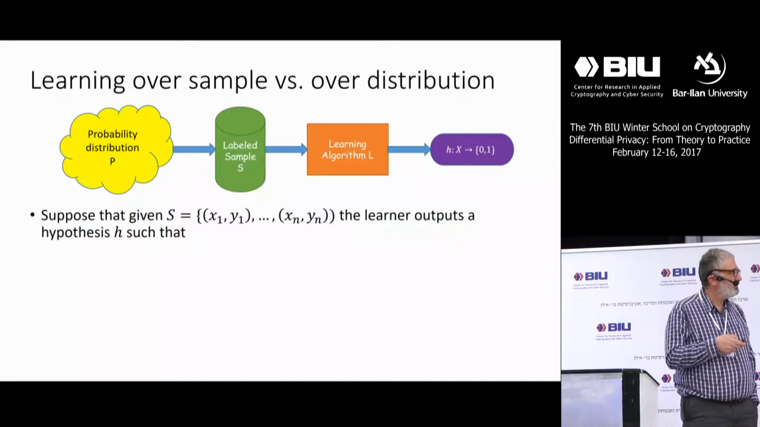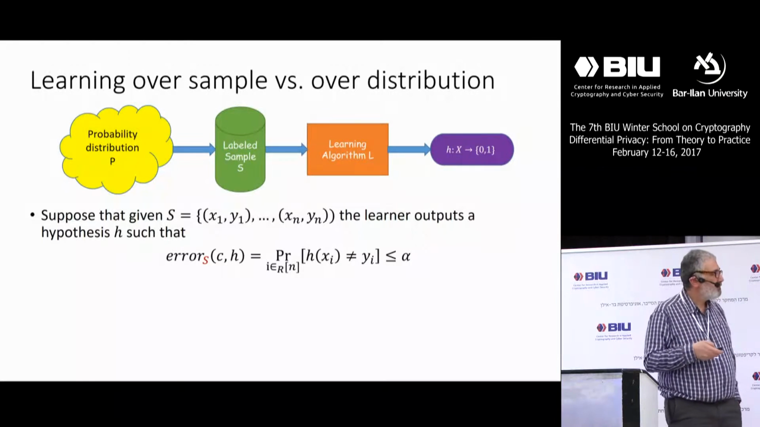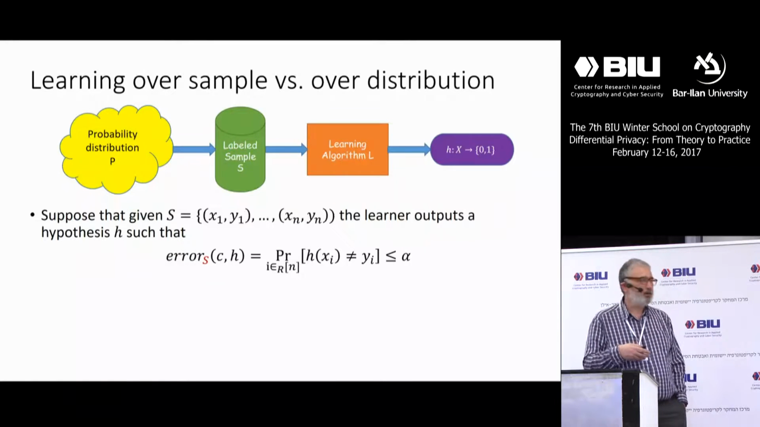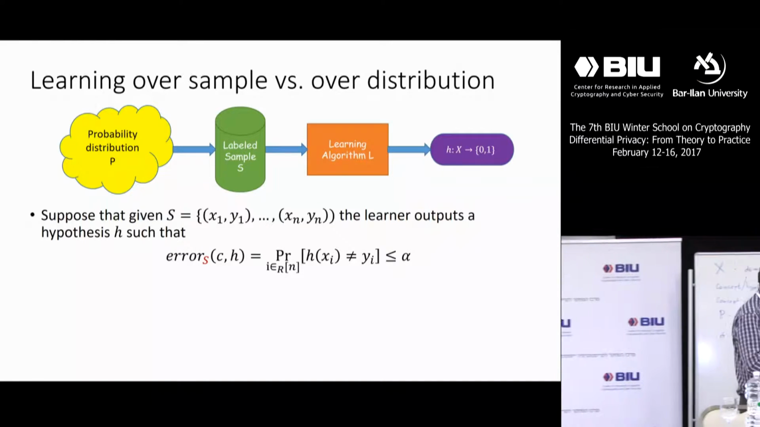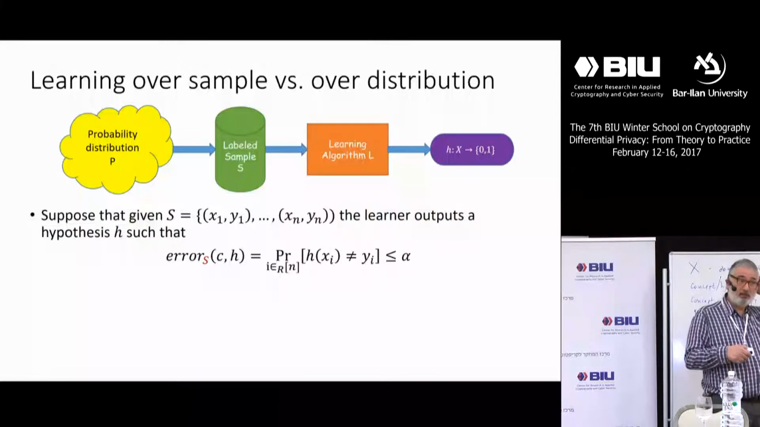Suppose the learner outputs a hypothesis H that has small error when we test this hypothesis on the sample. Earlier I defined the error with respect to the probability distribution P. Here it's defined with respect to the sample. I'll interpret that as if we're picking a random element of the sample and checking whether H is correct on this element. Okay?